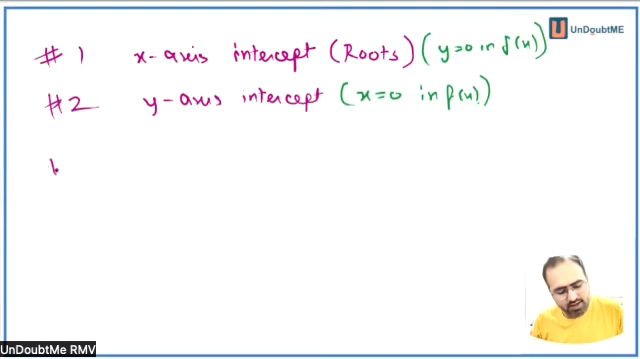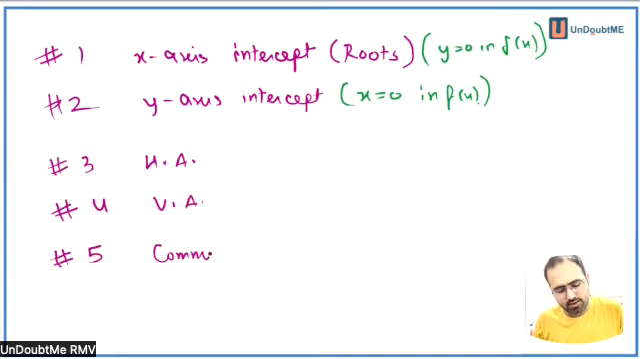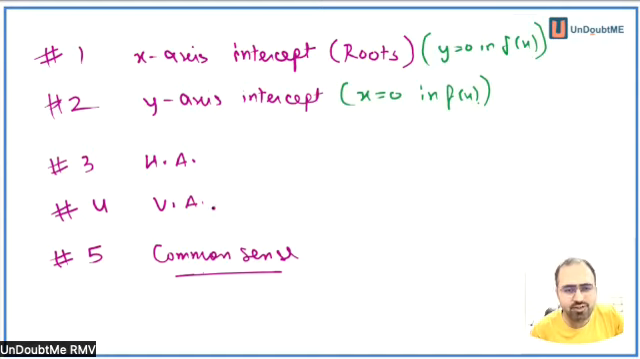Okay, then number 3 is horizontal asymptotes. Number 4 is vertical asymptotes. And number 5 is common sense. According to me, number 5 is most important. Okay, because when you have general understanding about the topic, I'm not saying common sense in general. Common sense means general understanding about this topic.